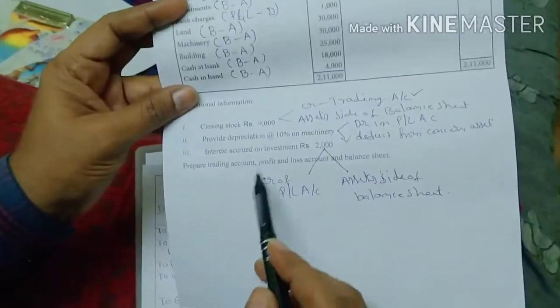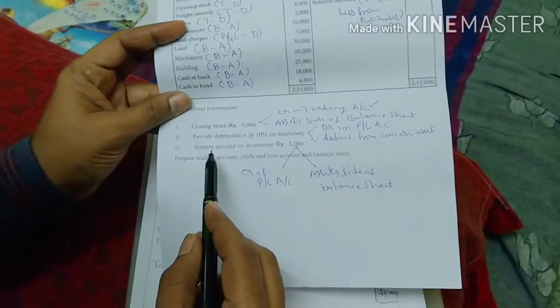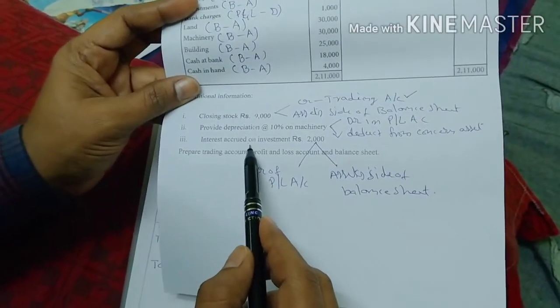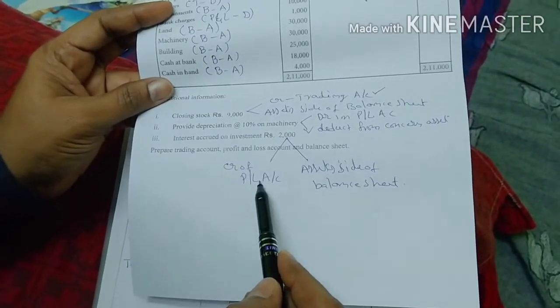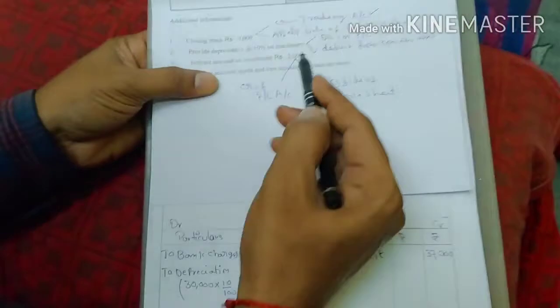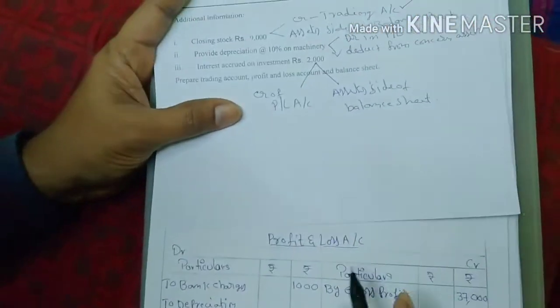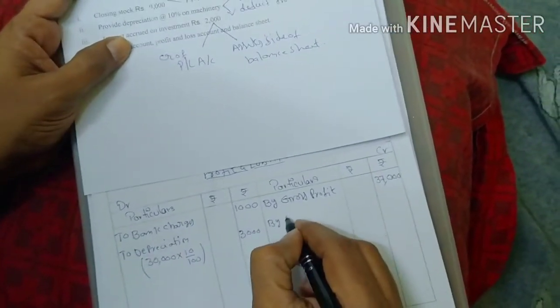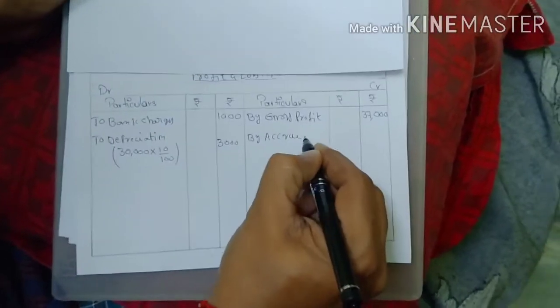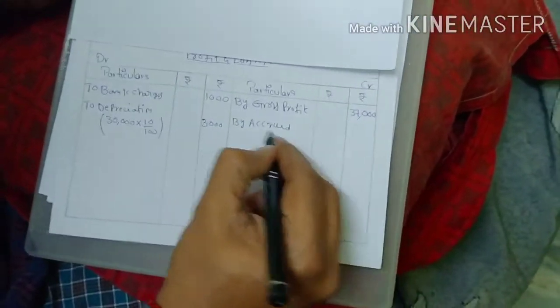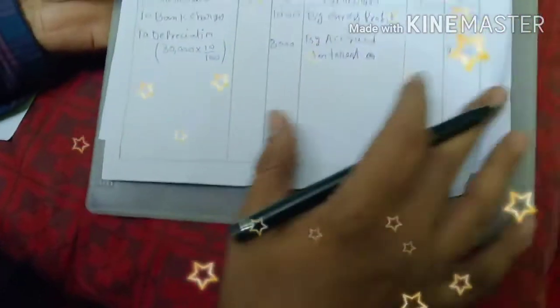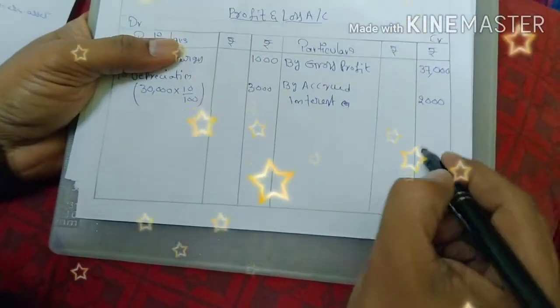So the second one is over, next the third one, you can come here. In the third one, interest accrued on investments, credit side of profit and loss account. So how much? 2,000 rupees, by accrued interest, 2,000 rupees.